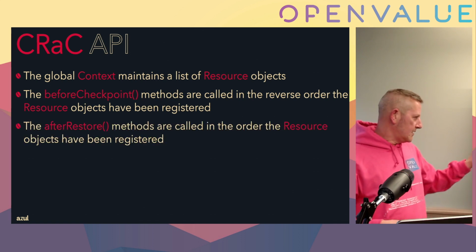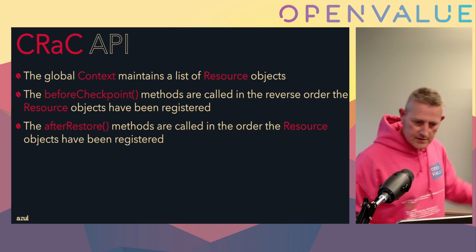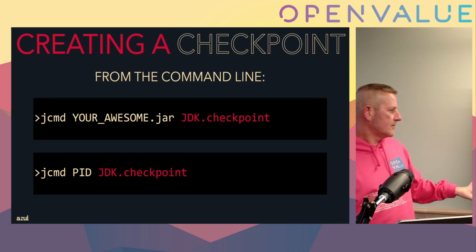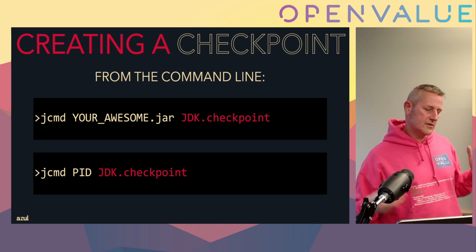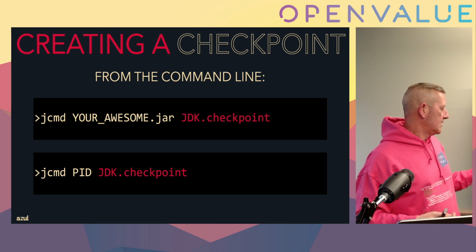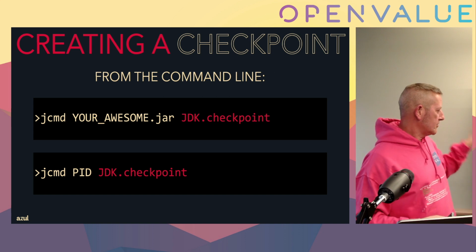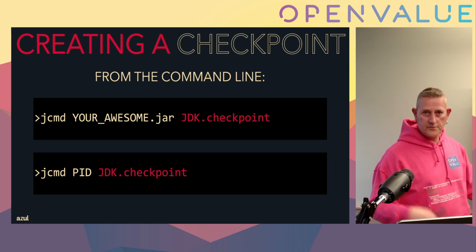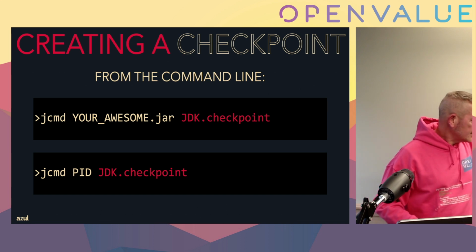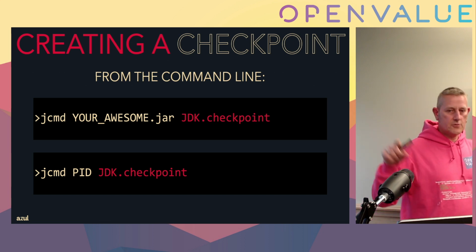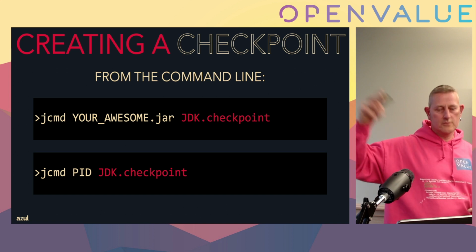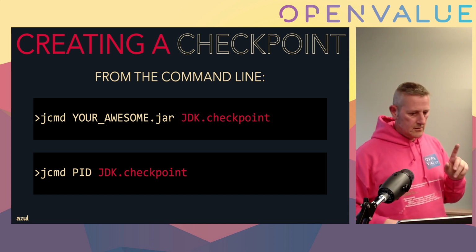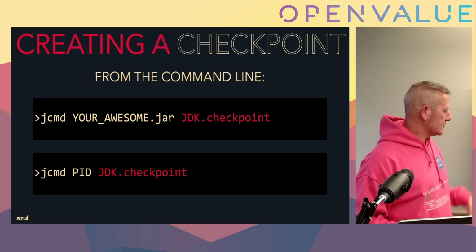After restore, we don't go into the details. It's too much. From the command line, if you would like to create the checkpoint, because that's the question how you do that, you have your running application. You call jcmd either with the jar file name or with the PID of the running program, and then you call JDK.checkpoint, and this will trigger CRIU in the background to create the checkpoint in the JVM. That's the idea. And we won't do that because it takes too long to show all this stuff.